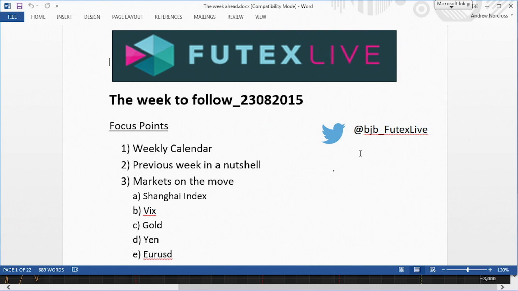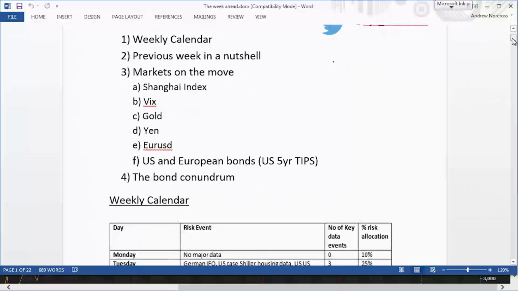Very briefly, our focus points tonight: we're going to have a quick look at the weekly calendar. We're then going to move on to last week and have a nutshell summary of it. We're then going to talk about the markets on the move, them being the Shanghai Index, the VIX, the gold market, the yen, the euro dollar, and then the US and European bonds. And then we're going to talk briefly about this idea of the bond conundrum, which I think could take center stage this week in the market.